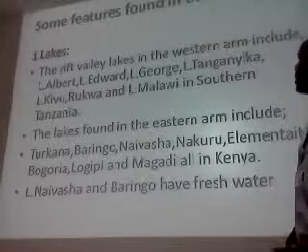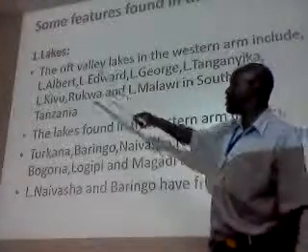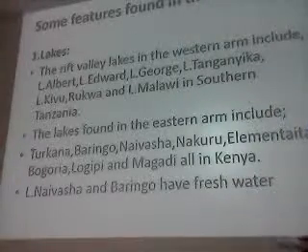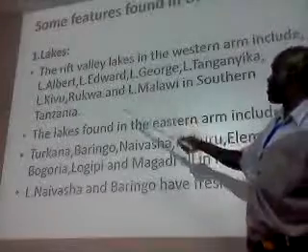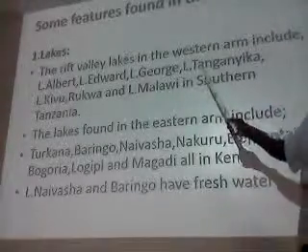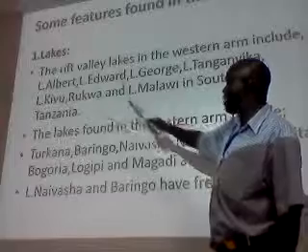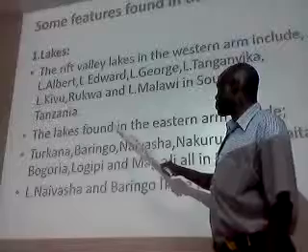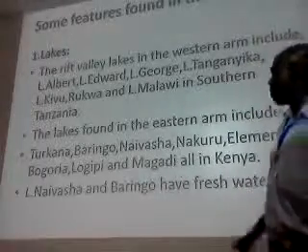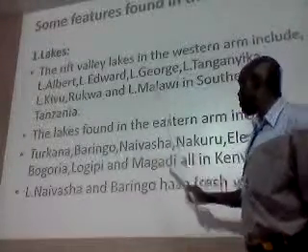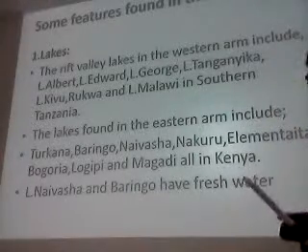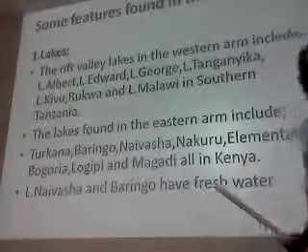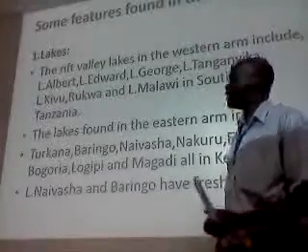There are some features that are found in this Rift Valley. One is the lakes. The lakes of the Rift Valley include the lakes of the Western Arm, that are Lake Albert, Lake Edward, Lake George, and Lake Tanganyika. Then we have Lake Kivu, Lake Rukwa, Lake Malawi, which is found in southern Tanzania. Then the lakes also that are found in the Eastern Arm include Lake Turkana, Baringo, Naivasha, Nakuru, and the rest. Among all these lakes, we found Lake Naivasha and Lake Baringo contain fresh water.